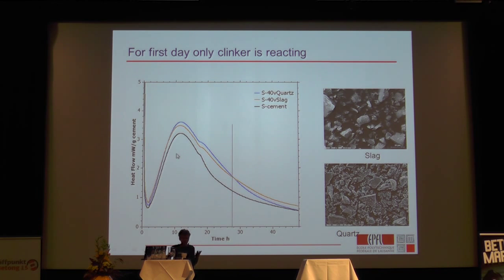Here are some calorimetry curves which show the reaction kinetic of a plain Portland cement, and then of the Portland cement part in a blend with quartz and with slag. Okay, so we've re-normalized this curve. Of course, if you put in 40% slag, of course you get a lower heat. But the heat relative to the amount of clinker you've got there is a bit higher, and that's because of the physical effect of putting these materials in.